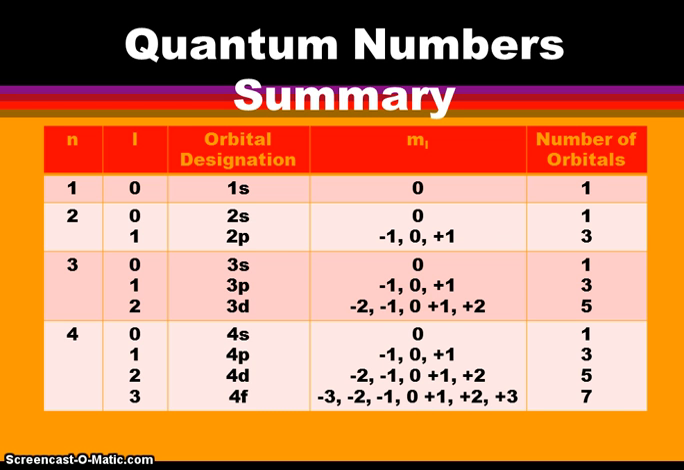When we look at our magnetic quantum number, we're looking at the orientation in space, so we've got 0; 0, minus 1, 0, plus 1; 0, minus 1, 0, plus 1, minus 2, minus 1, 0, plus 1, plus 2, and so forth. The number of orbitals, we would have 1 orbital in our 1s. We would have 1 plus 3, or 4 orbitals in our 2. We would have 1 plus 3 plus 5 in our third energy level. And we'd have a 1, 3, 5, and 7 in our fourth energy level.